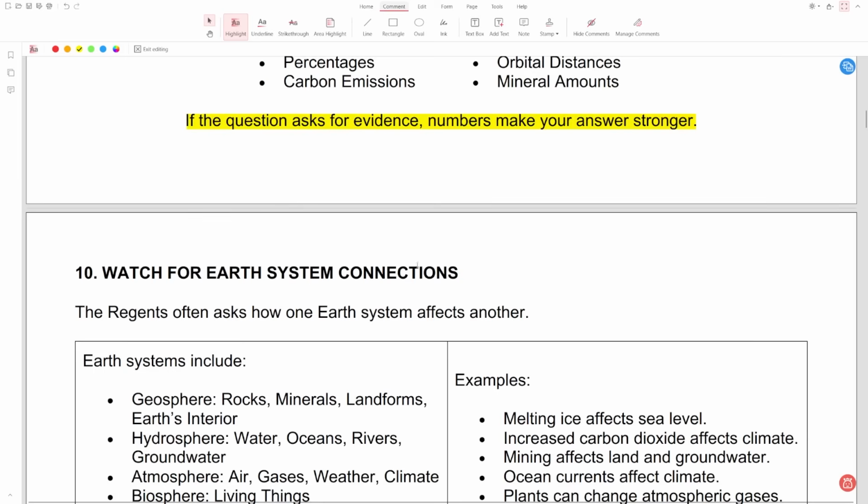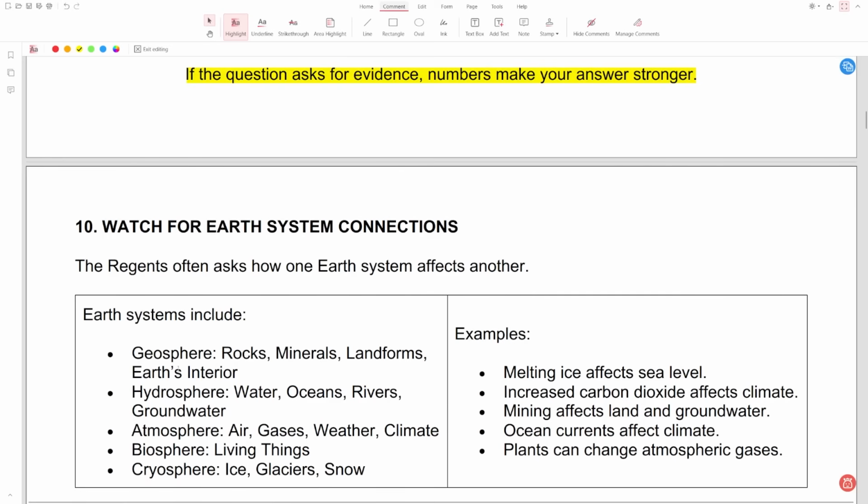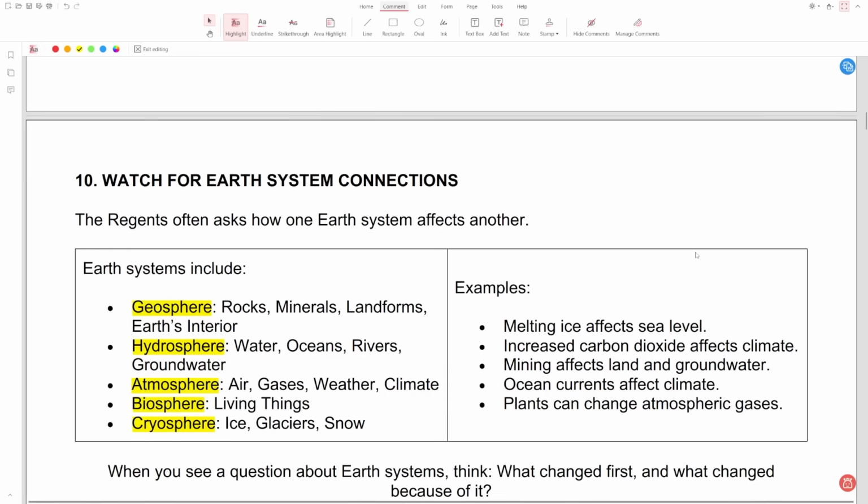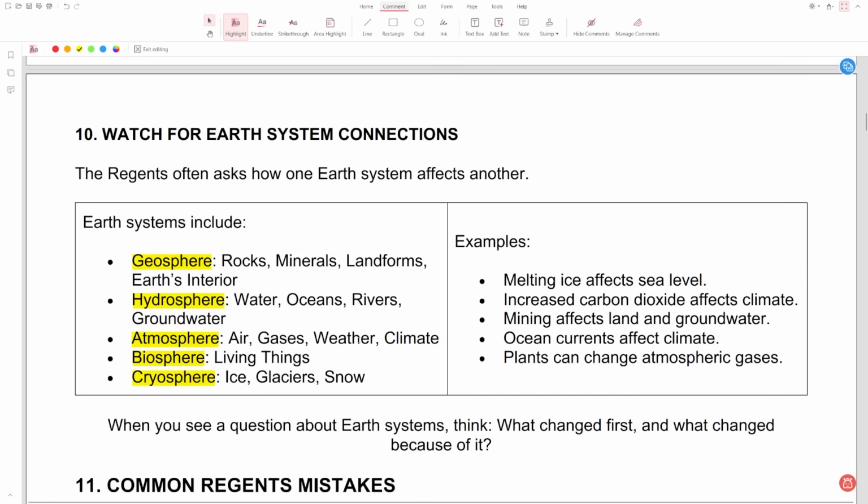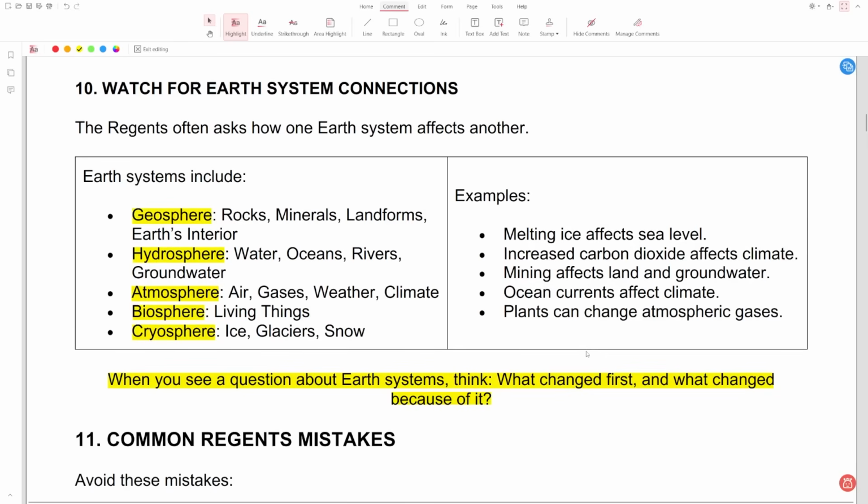And then watch out for Earth systems connections. Make sure you know the Earth systems: the geosphere, the hydrosphere, the atmosphere, the biosphere, and the cryosphere. You should definitely know what those are. The definitions are right there, and try to use those if you can in the answer. So when you see a question about Earth systems, think: what changed first and what changed because of it? It's kind of like feedbacks.